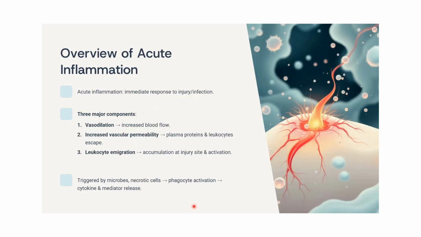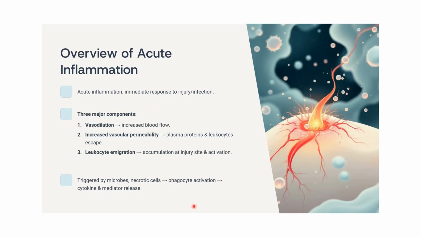Well, typically it's things like microbes, bacteria, viruses invading, or it could be necrotic cells, cells that have died from an injury. These act as danger signals. They activate phagocytes, a type of immune cell, and these phagocytes then release a whole bunch of chemical signals, cytokines, and other mediators. It's like they're shouting, "Problem here," and sending up flares.